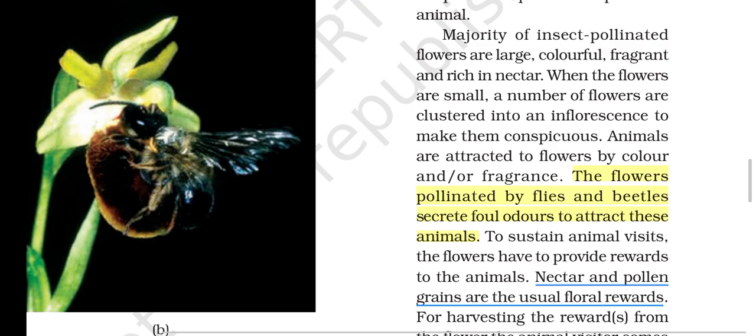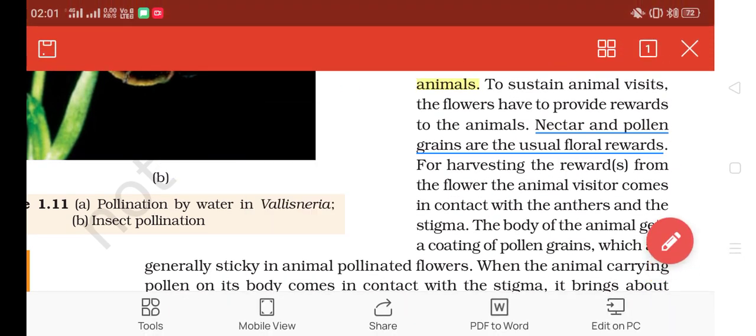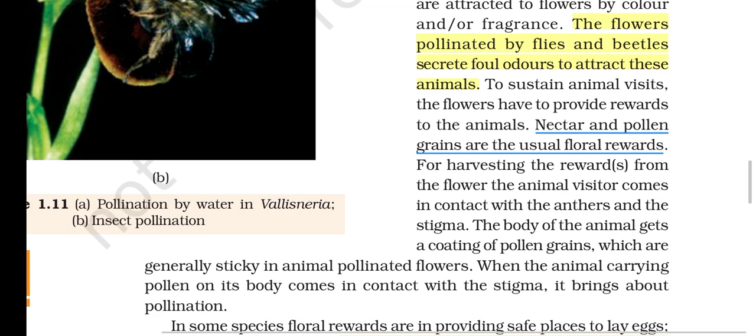To sustain animal visit, the flowers have to provide rewards to the animals. Nectar and pollen grains are the usual floral rewards. For harvesting the reward from the flower, the animal visitor comes in contact with the anthers and the stigma. The body of the animal gets a coating of pollen grains which are generally sticky in animal pollinated flowers. When the animal carrying pollen on its body comes in contact with the stigma, it brings about pollination.